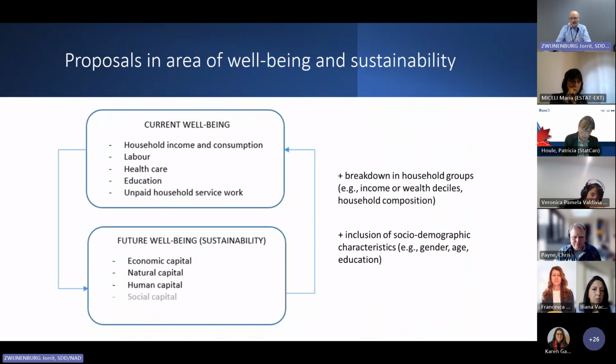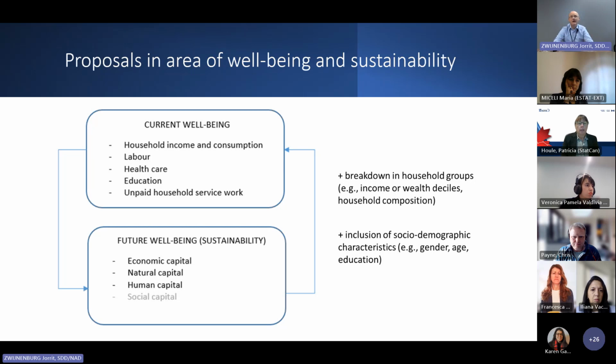And then to give you a bit more insight into the proposals that we have been including on the issue of well-being and sustainability, here we have been looking at various issues, various topics, and trying to plot them to what relates to current well-being and what relates to future well-being. So starting at the top, there is the issue of household income and consumption, which is providing insights into current well-being.